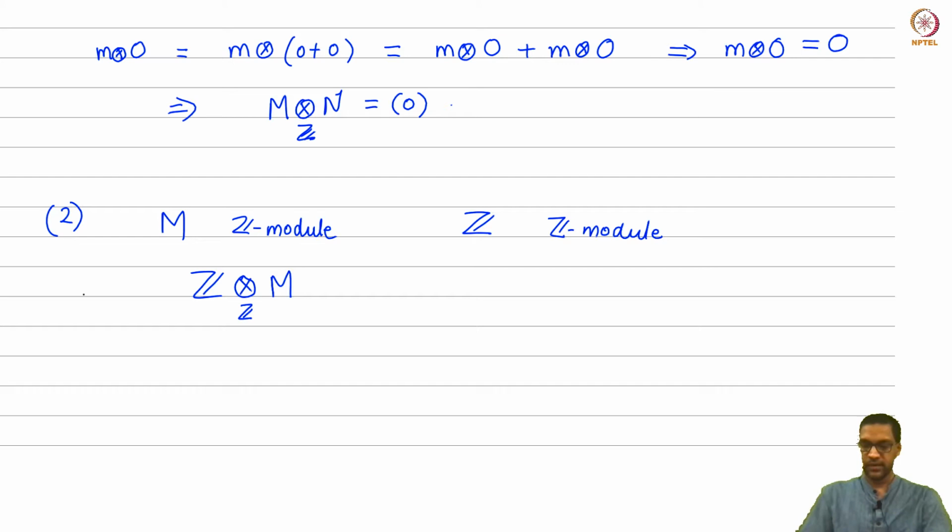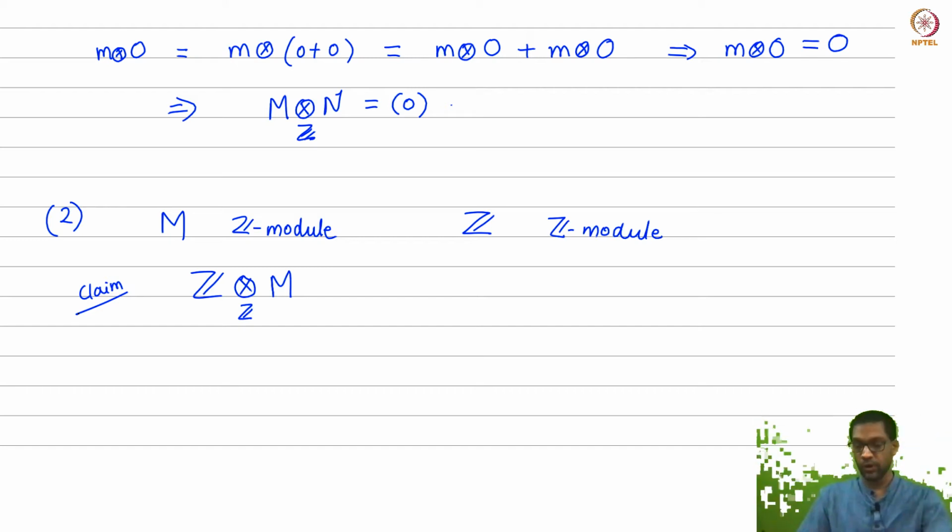So then I claim, what do I get? We already did this: if you tensor with 0, then you get just the 0 module. If you tensor with the module Z, then what do you get? Well, you just get back a copy of the original module. The claim is that this tensor product is actually isomorphic to M itself. Okay, so let's prove this claim.